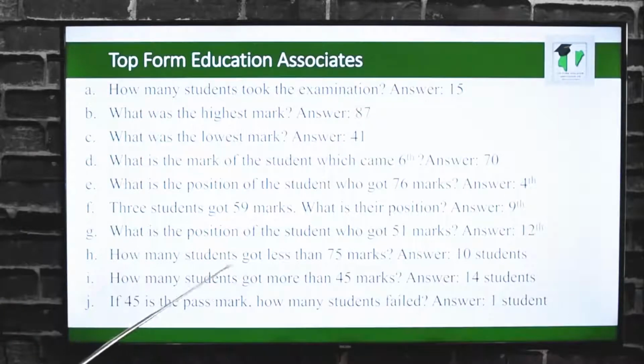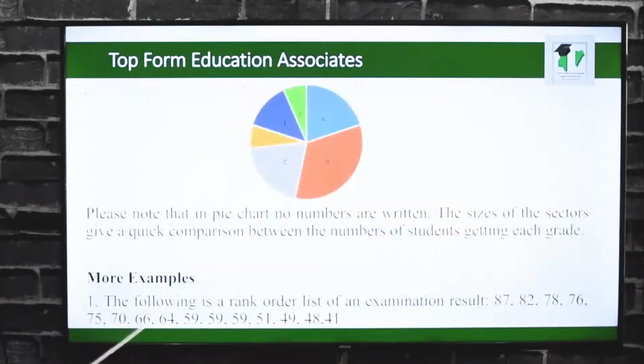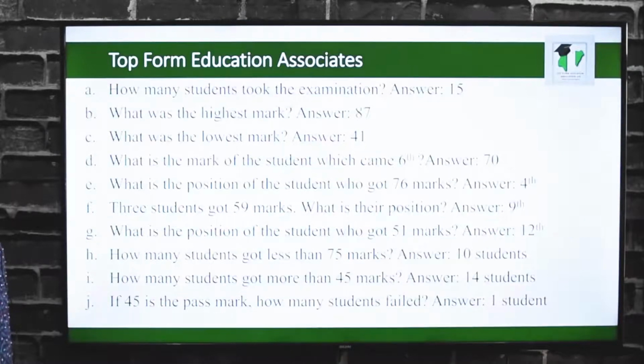How many students got less than 75 marks? Less than 75 marks. 1, 2, 3, 4, 5, 6, 7, 8, 9, 10. 10 students.